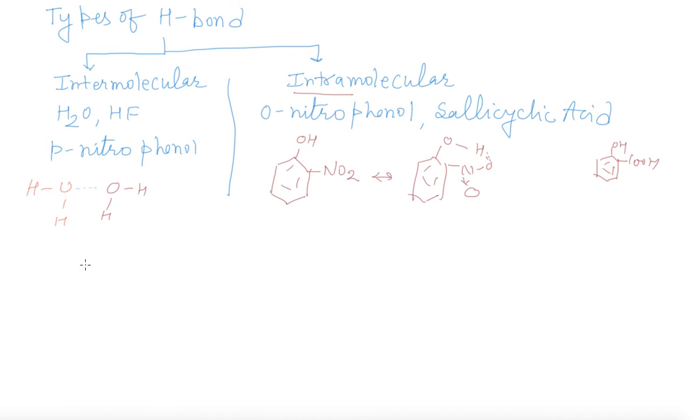But in paranitrophenol, as we have seen, the hydrogen of one can attach with another molecule. Suppose that this is NO2. But we will take here one different molecule of paranitrophenol. So this O and this H of this paranitrophenol will be attached with this oxygen and will give you the intermolecular hydrogen bond. So this is a little bit of summary.